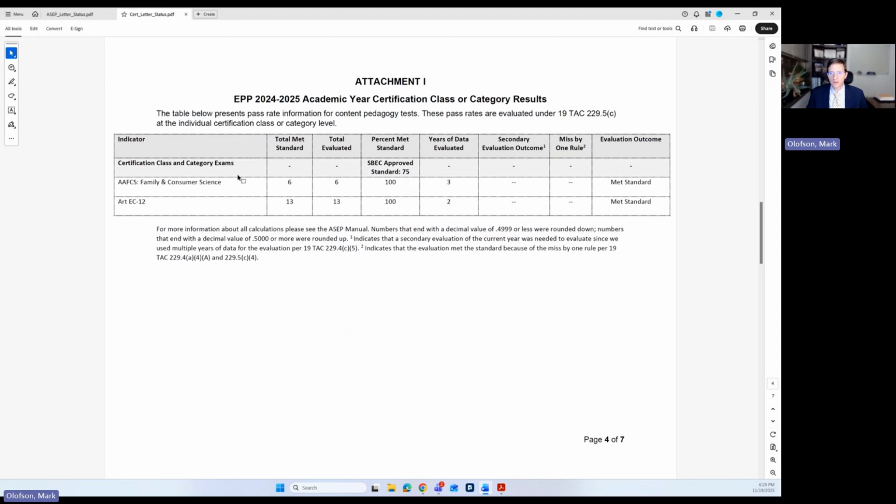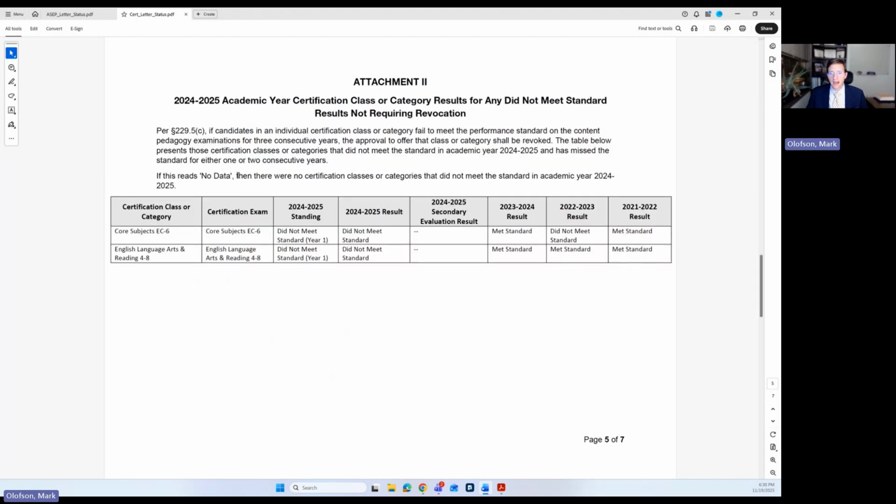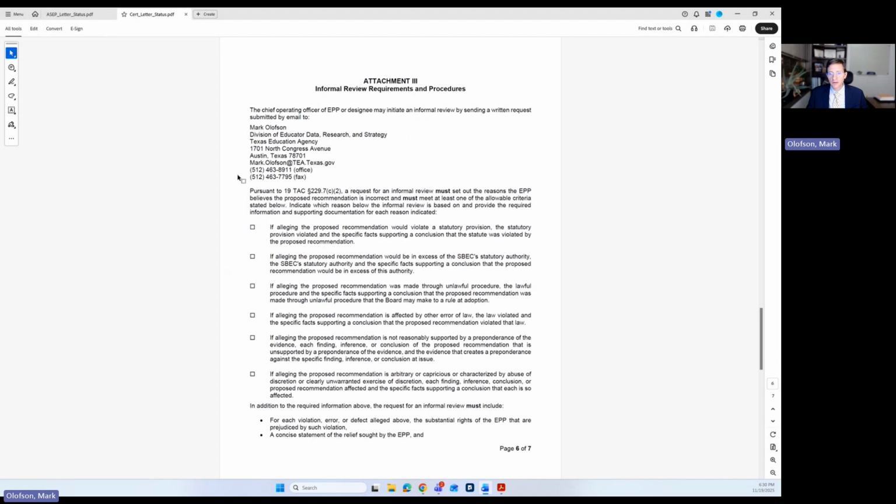There's then information about the number of years included, if a secondary evaluation was conducted, and the result, a flag for if the missed by 1 rule was effective, and the final evaluation outcome. Attachment 2 of the letter provides separate information for certification classes or categories where the EPP failed to meet the standard, but it is not yet year 3. If your EPP did not have any certification classes or categories fail this year, this data table will read no data. Finally, similar to the other letter, we provide informal review request information. Your letter will only contain this if the certification class or category is being revoked.